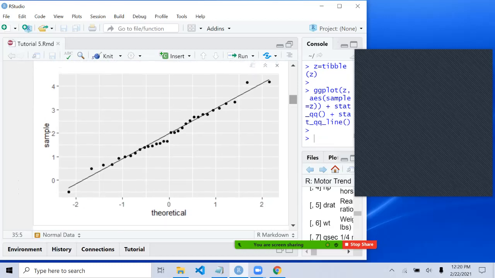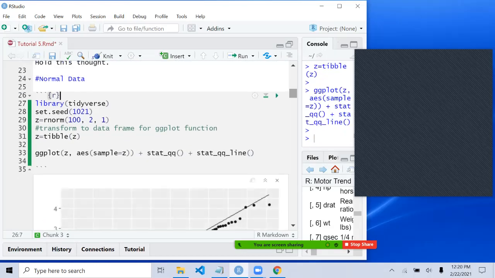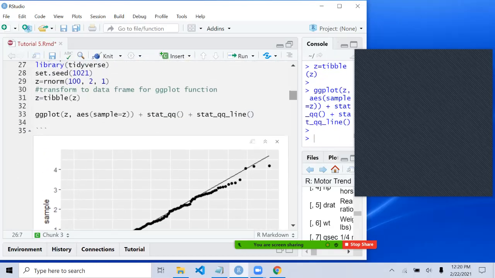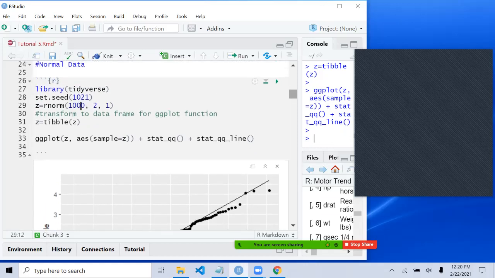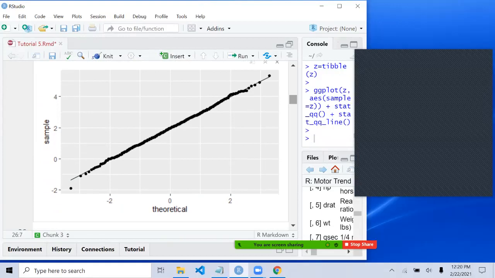If I make this sample size even bigger, let's suppose I made it 100, what happens? It looks even more obvious, basically, especially in the middle. If I make it 1,000, it will truly track the line, basically. That's how you know, if you increase your sample size, it really actually tracks the line almost perfectly because it truly is normal data, right? So now this is what you expect to see.